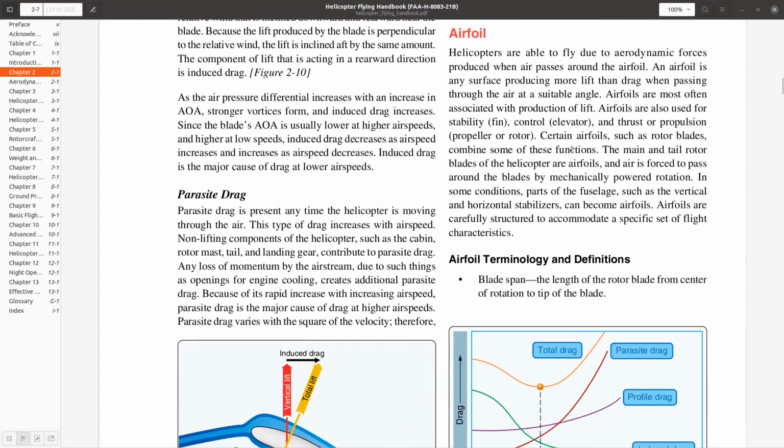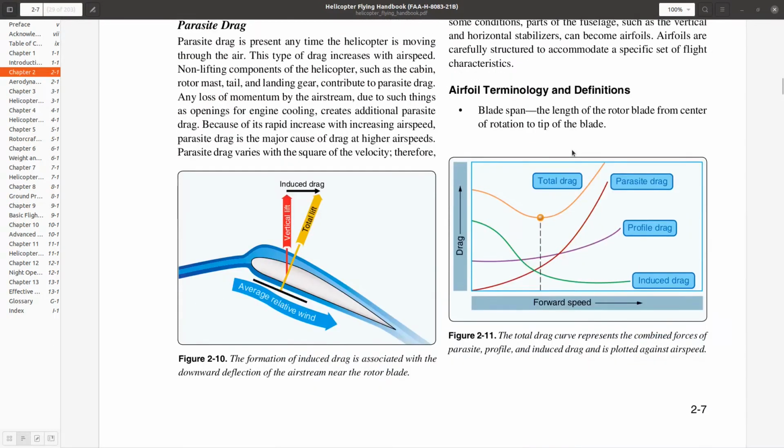Talk a little bit about airfoils. Now, one thing that's different between an airplane and a helicopter is the types of airfoils we tend to have. What do the wings look like versus what does a rotor look like?